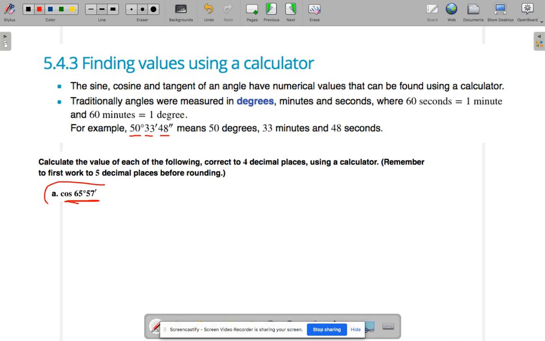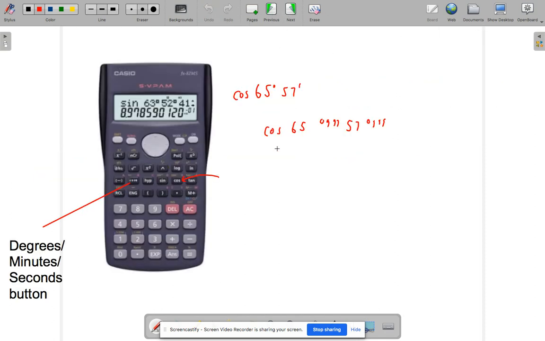But before we start doing calculations, we have to work out how to put something like cosine 65 degrees, 57 minutes into our calculator. A Casio calculator looks a bit like this. And it's got a very important button, the degrees, minutes, seconds button, which has got a little circle and then 3 commas. It's also got the trigonometry buttons here, sine, cosine, and tan, which we use a fair bit. So the cosine, sine, or tan of a number is represented as a decimal number, and we're going to go to 4 decimal places. Okay, so here we've got cosine 65 degrees 57 minutes.